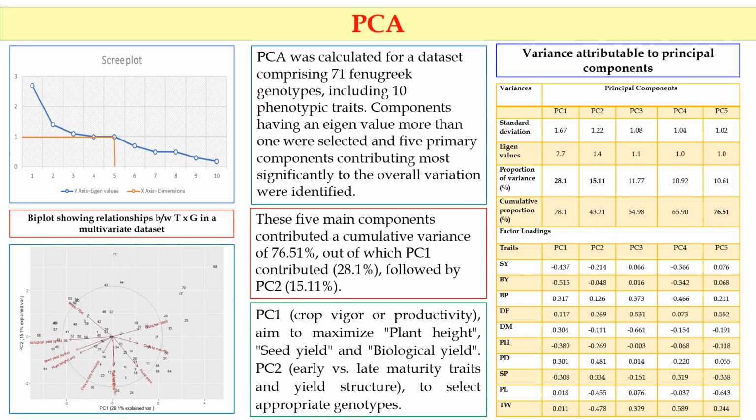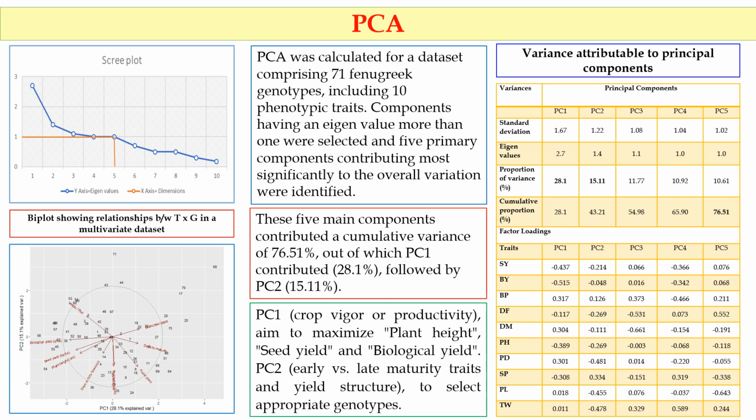Now coming to the principal component analysis. It was calculated for the database comprising 71 fenugreek genotypes, including these 10 phenotypic traits. The scree plot presented here clearly shows that the components having an eigenvalue more than 1 were selected, and 5 principal components contributing most significantly to the overall variation were identified.